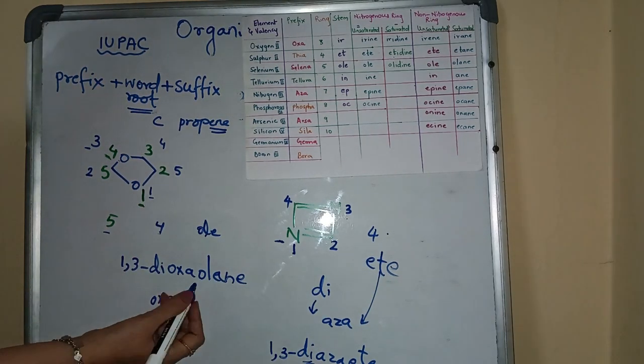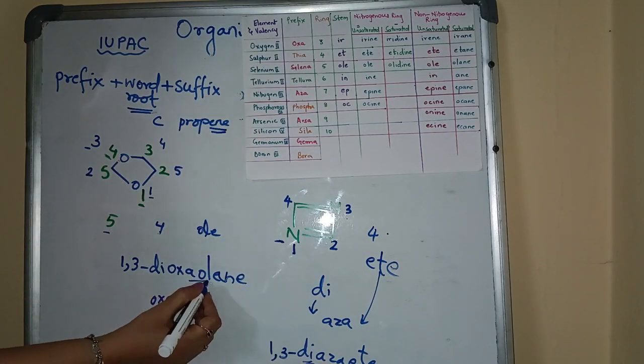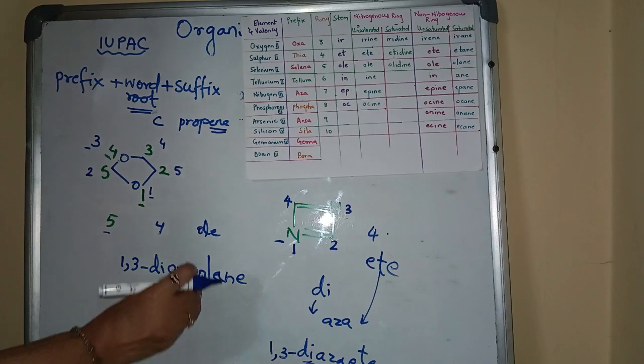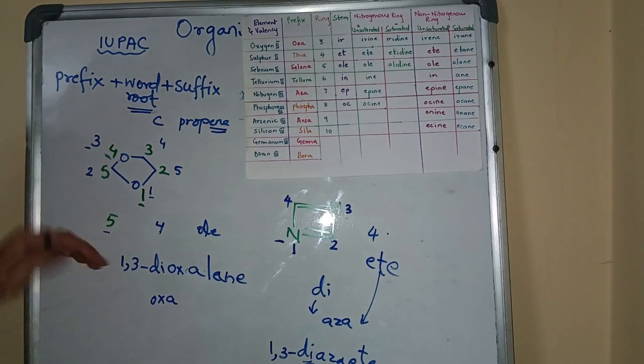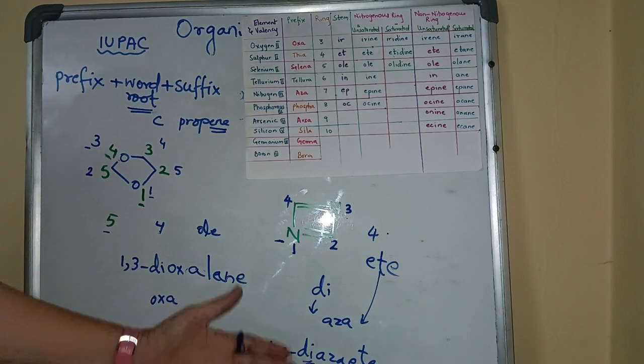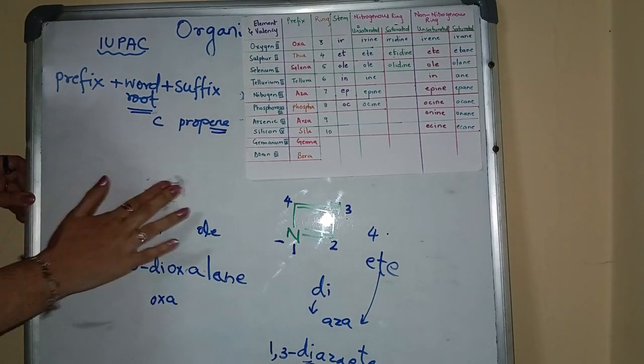Now, it is difficult to write oxaolane, so we just skip the O letter and write oxalane. So our name is 1,3-dioxalane. In other cases also, one or two letters will be skipped just to make the writing easier. Let us take some more examples.